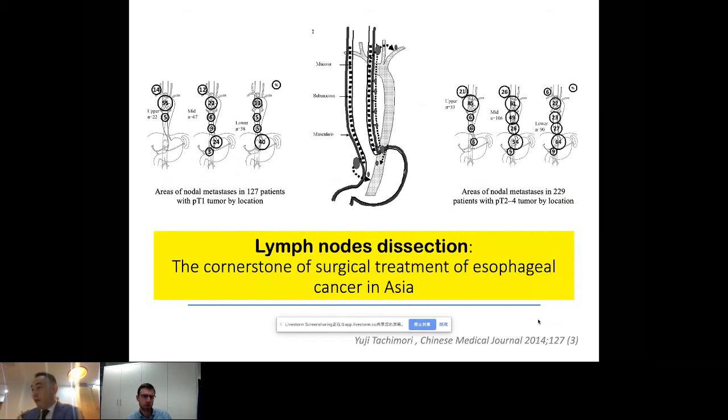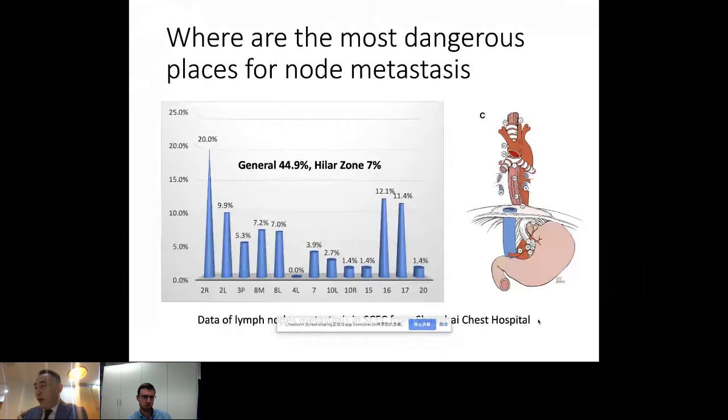So therefore, whether it is superficial T1 or advanced T2 to T4 esophageal cancer, extensive lymph node dissection is mandatory for squamous cell esophageal cancer treatment. So where is the area we need to focus on dissecting? Here is the data of lymph node metastasis distribution from Shanghai Chest Hospital.